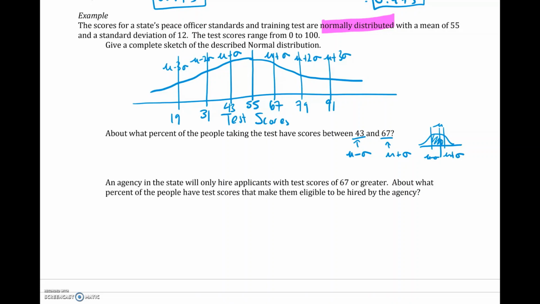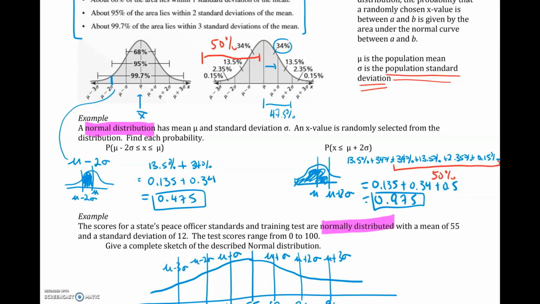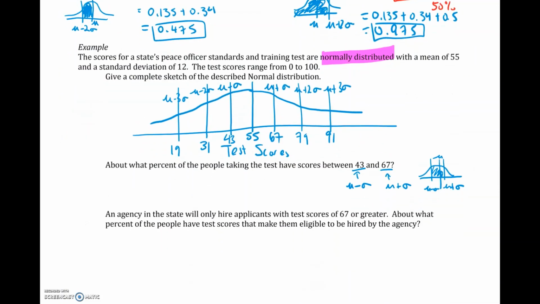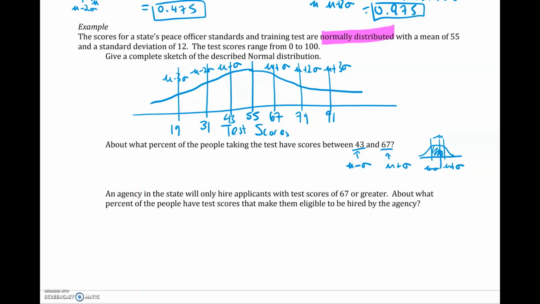Sorry, that's really messy. But if we want to think about that, we're like, where have I seen that before? Let's scroll back up. Right here, mean minus 1 standard deviation all the way to mean plus 1 standard deviation is 68%. Or if you remembered all of these individual values, which actually might be more useful, is we're going left 34, right 34, 34 plus 34 is 68. So we're just going to say that about 68% of the people taking the test have scores between 43 and 67.